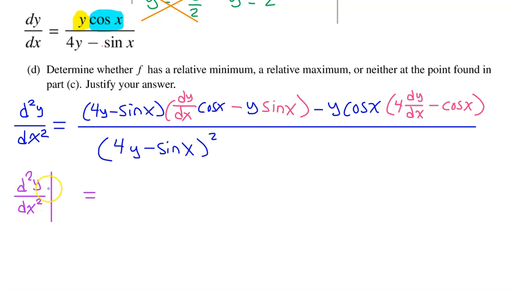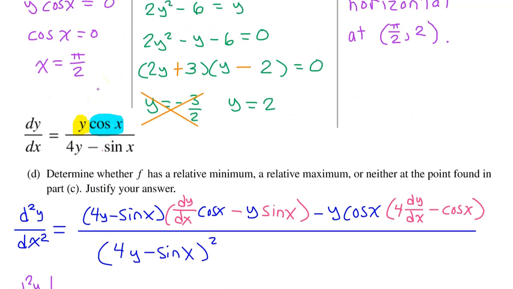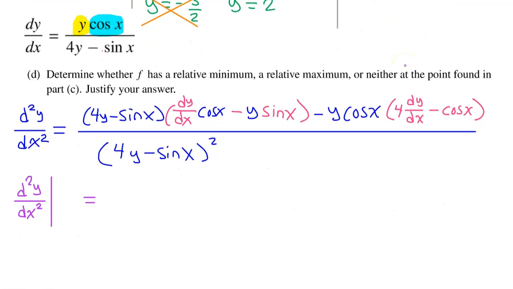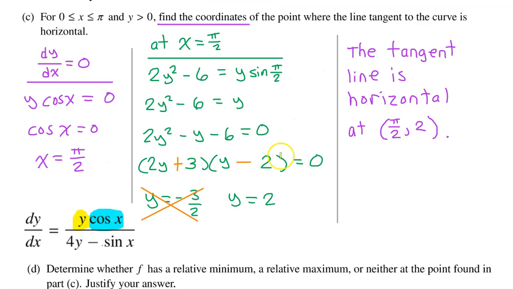The next step is to evaluate the second derivative at the point found in part C, the point pi over 2, comma 2. Use proper notation. Put a vertical line, and at the bottom, put your pi over 2, comma 2. Now we can substitute pi over 2 for all the x's and 2 for all the y's. But there's one more very important thing I need you to be aware of. The second derivative test only works when dy dx is equal to 0.